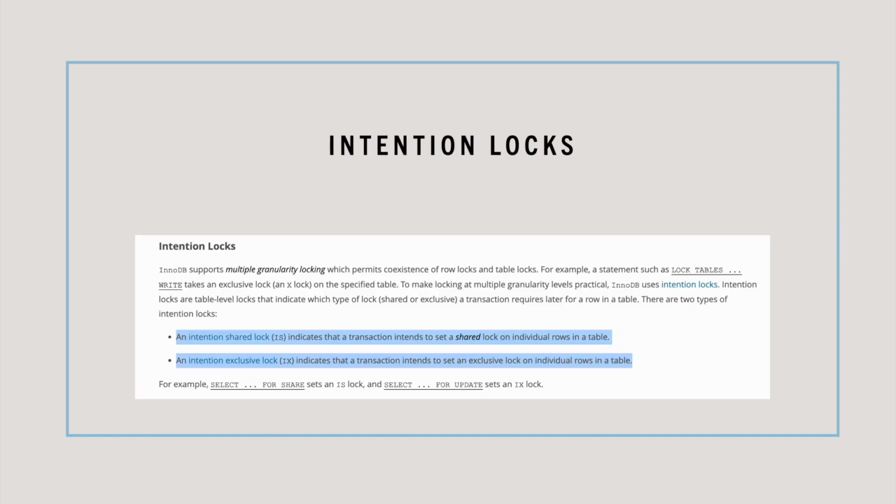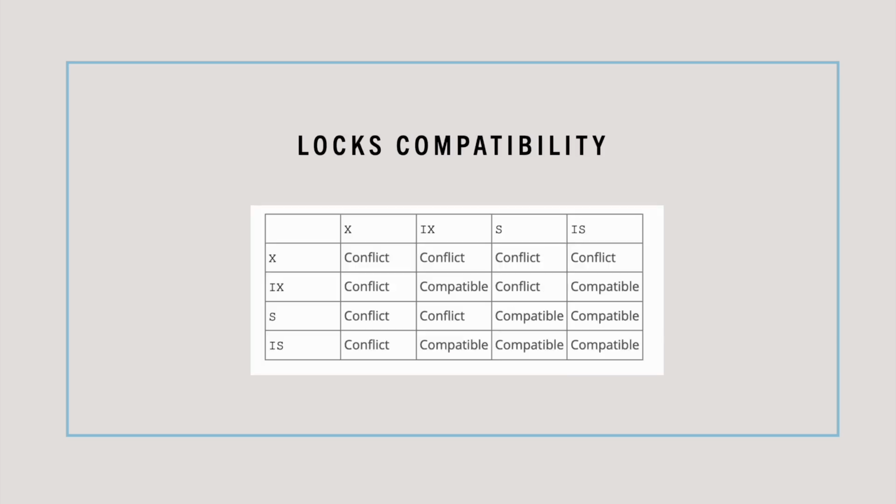An intention shared lock (IS) indicates that a transaction intends to set a shared lock on individual rows in a table. An intention exclusive lock (IX) indicates that the transaction intends to set an exclusive lock on individual rows in the table. SELECT ... FOR SHARE requires an IS lock before the S lock, and SELECT ... FOR UPDATE requires an IX lock before the X lock. This screenshot shows lock compatibility. Personally, I hardly notice intention locks, but I think it's worth knowing about them.